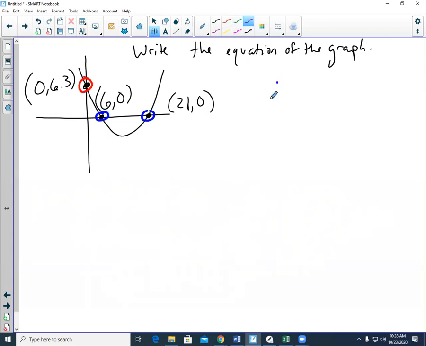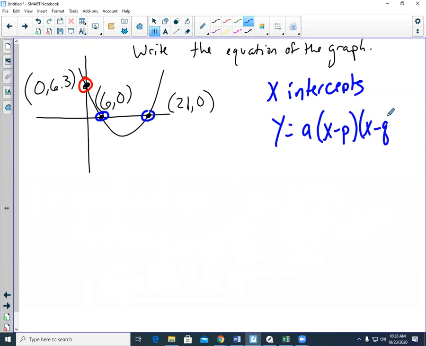I want to use the x-intercepts for the equation y equals a times x minus p times x minus q. I want to use that. Okay? I do not want to use that red point. That red point is the y-intercept, and it tells us nothing about intercept form, period. Okay? It tells us nothing about that. So just keep that in mind, that that is not something that you can use, okay? For this form yet, okay?